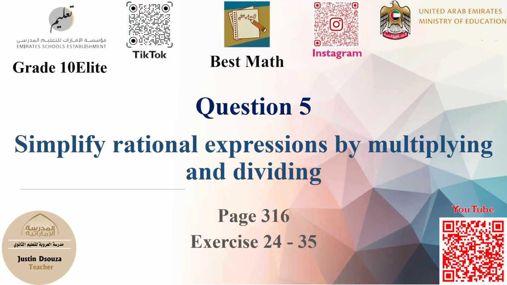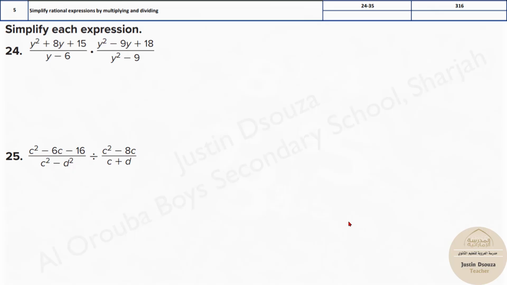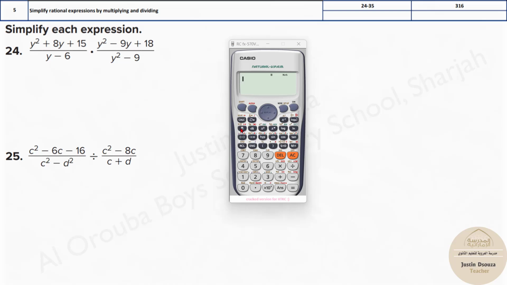The question 5 is to simplify rational expressions by multiplying and dividing. For this particular question, please click on this link or scan this QR code and watch the video. All the exam questions are explained in this link. After watching that, I will do a shortcut method over here. Please use your calculator to solve these questions in your exam. You will have 4 options in your exam, so you can easily figure out which is the correct answer.